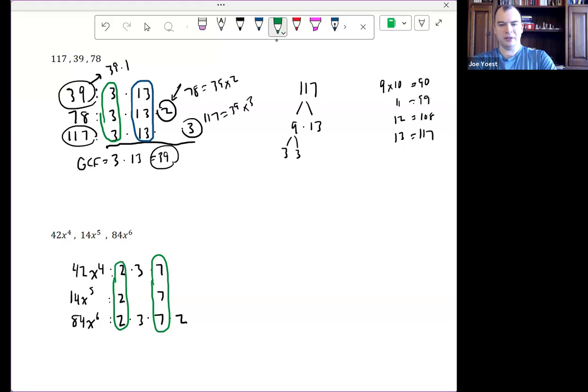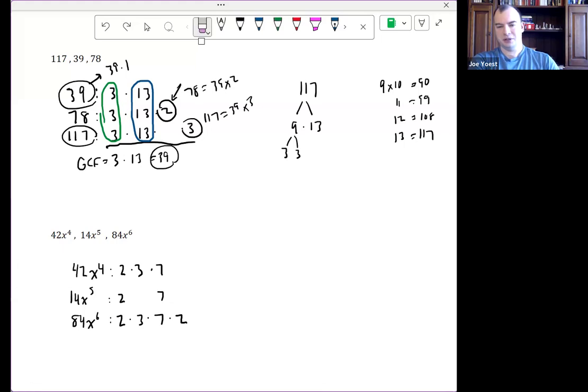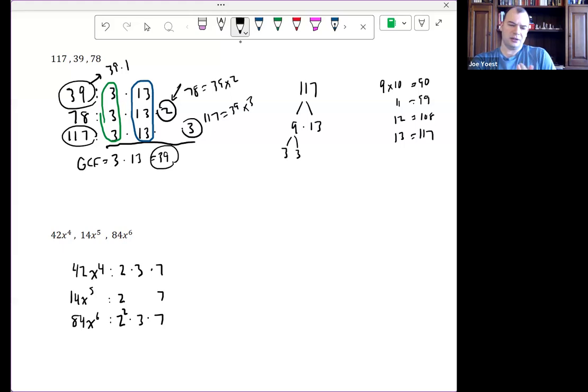I can actually make this maybe a little bit more efficient. A little more efficient in terms of writing stuff out, but also a little more efficient in terms of my thought process. I could write 84 as 2 squared times 3 times 7. I could do that, right? There's nothing wrong with that. And if I really wanted to force the issue, I could write 14 as 2 times 3 to the 0 times 7. And it's kind of a silly way to write it, but I suppose I could write it that way. 3 to the 0 is just 1.